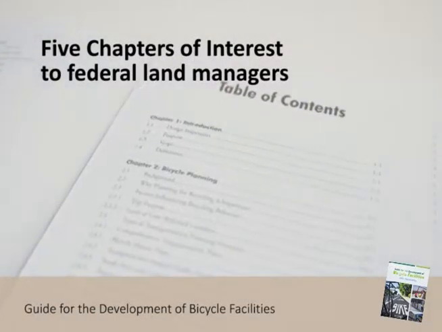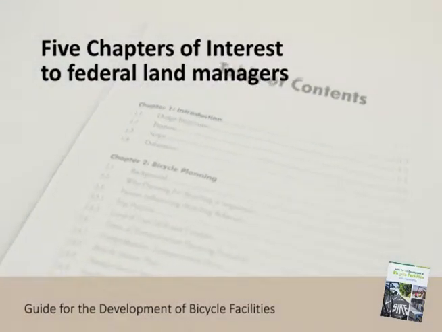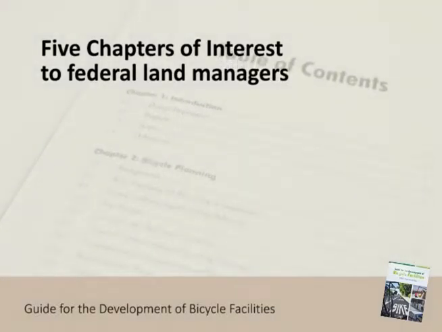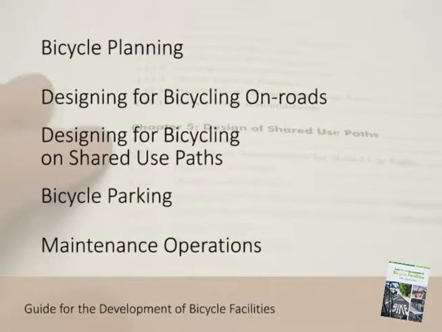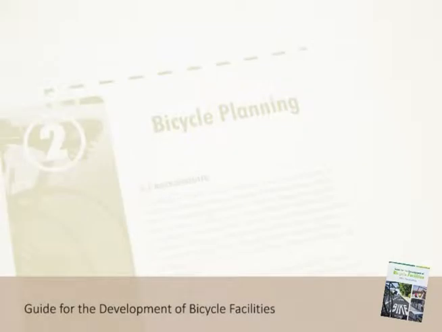There are 5 chapters of this guide that would be of particular interest to a federal land manager in regards to bicycle facilities. These chapters include planning for bicycling, designing for bicycling on roads, designing for bicycling on shared use paths, bicycle parking, and maintenance operations. Chapter 2 is on planning.